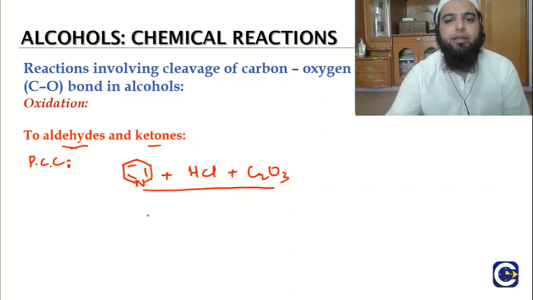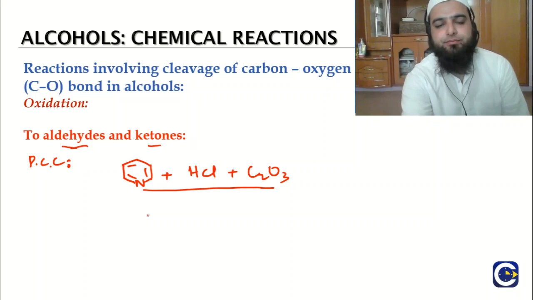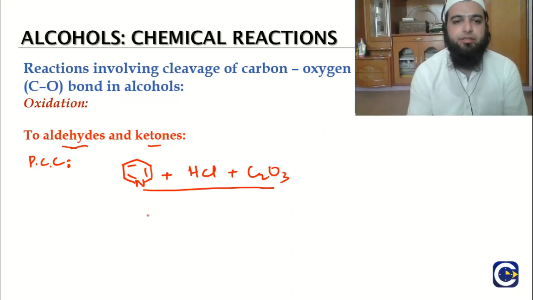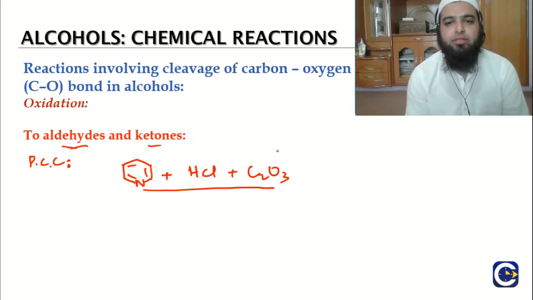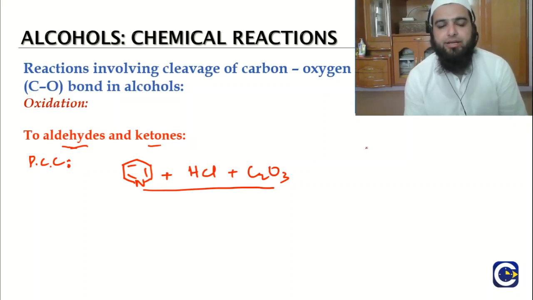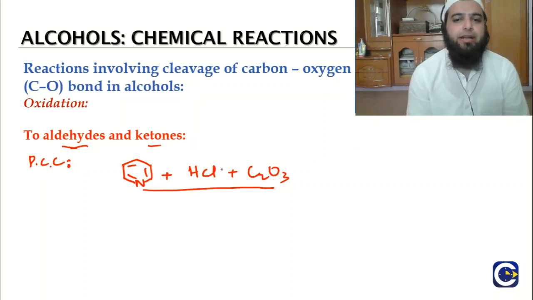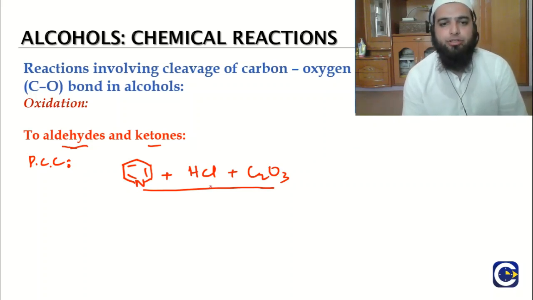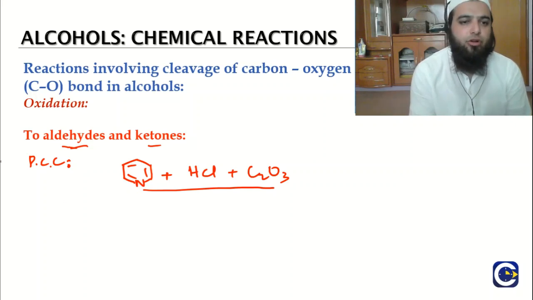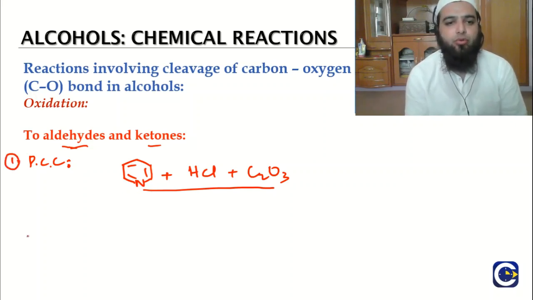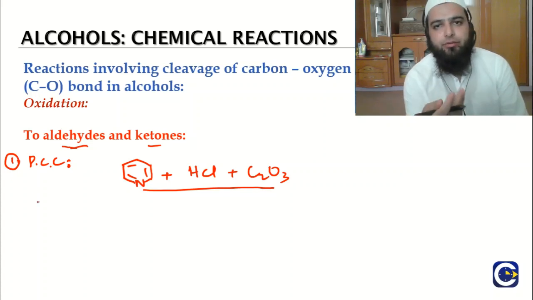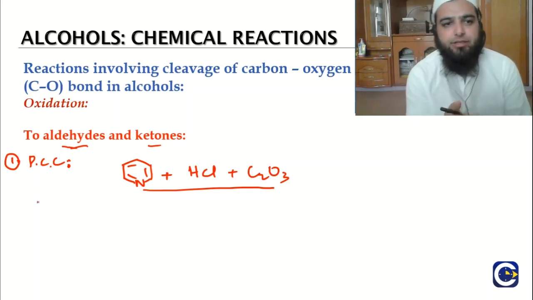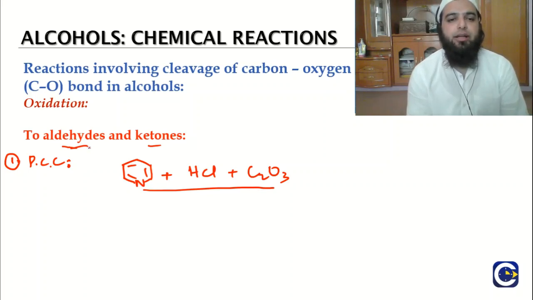Again, in this case, primary alcohols are converted into aldehydes, secondary alcohols are converted into ketones, and tertiary alcohols are not oxidized, as we already told. So the first oxidizing agent which we discussed is PCC, pyridinium chlorochromate. First of all, we'll give a list of oxidizing agents which are suitable for the conversion of alcohols into aldehydes and ketones.